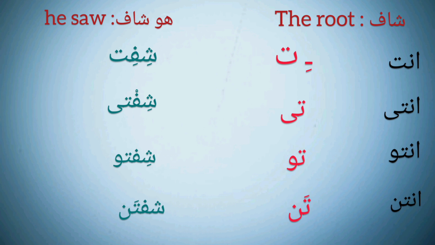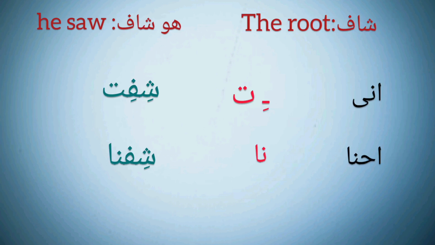You saw, but this one is for plural, and it's masculine. But for feminine plural, we say انتن شفتن. We add ن to this one. As we said, in متكلم and in المخاطب, the alif must be deleted. As you see, these are all متكلم, and the alif is deleted. انا شفت. I saw. احنا شفنا. I add نا to this one.